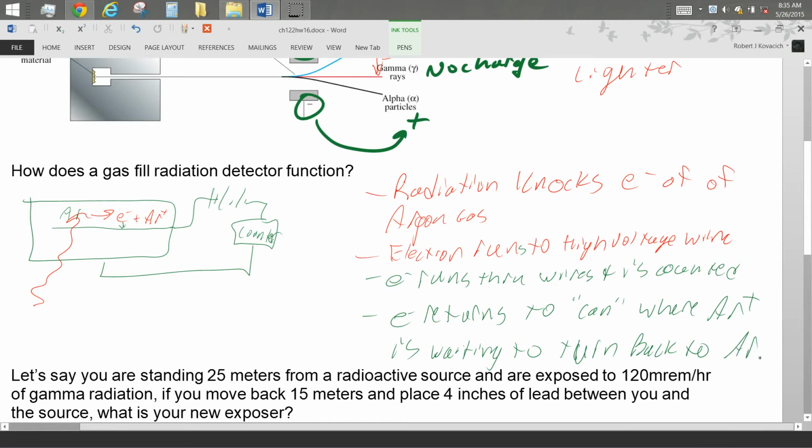So that radiation comes in and knocks the electron off the argon. The electron runs to that wire in the middle because it's very high positive voltage. The electron runs through the circuitry, gets counted, comes back to the can where the argon with the plus charge is waiting for it. And then that argon with the plus charge and the electron reform themselves into a regular old argon atom, and it can be used again.